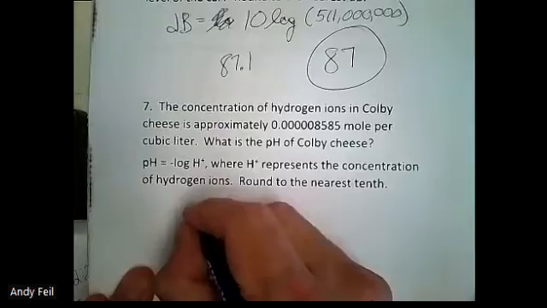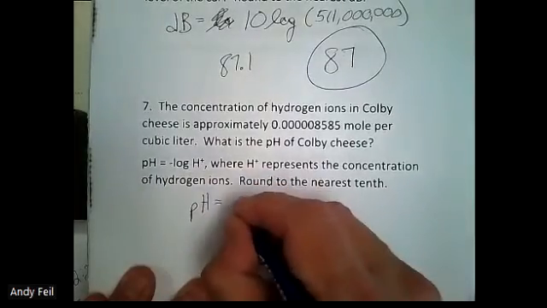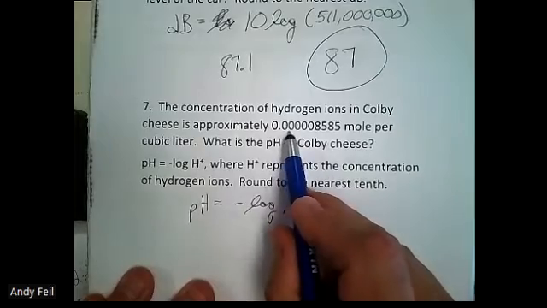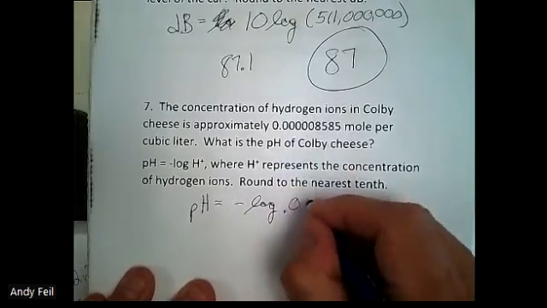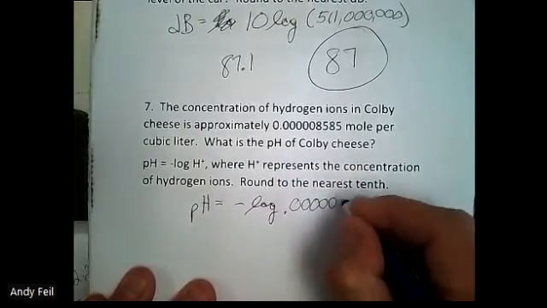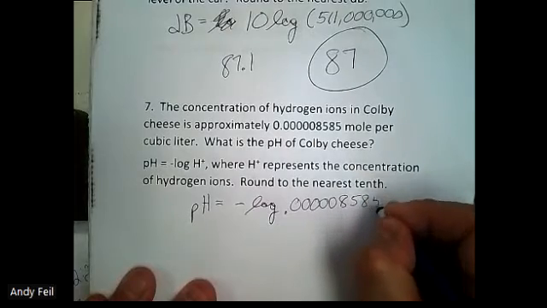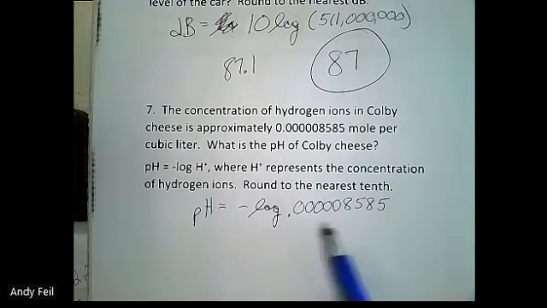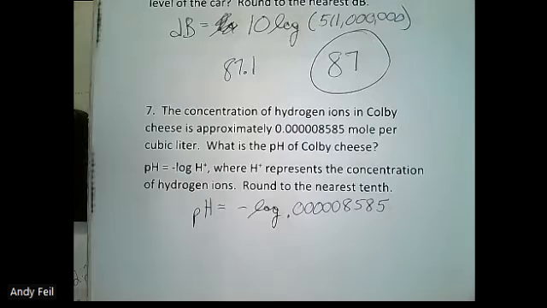I don't know. Let's type it in. On your calculator, type in negative log of point, let's see how many zeros. 1, 2, 3, 4, 5 zeros. 8585. And that's it. What does it say to round to this time? Nearest 10th. So that's 1 decimal point. So just type that into your calculator. And what's the answer?